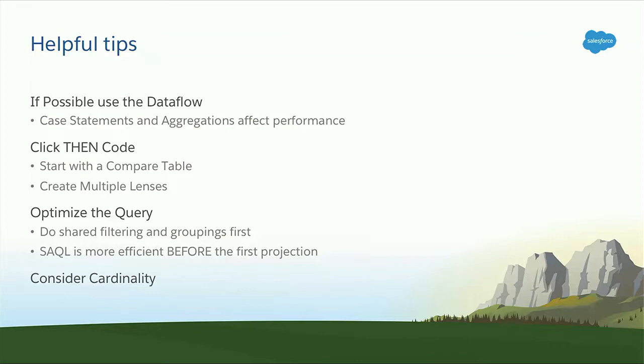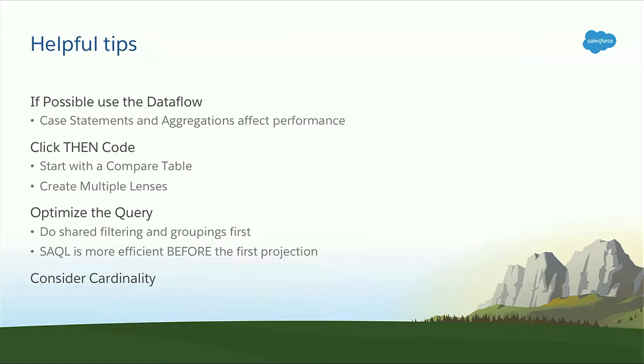Optimize your query. Anything before that first projection is optimized. If you're doing a lot of filtering and you're going to do that on both of your streams, do that first, so you're not doing that twice, so it's not repetitive or redundant. That will slow your query down as well. SAQL is more efficient before that first projection. Once you get into that tabular data, it's slower. It's not slow, it's just slower.